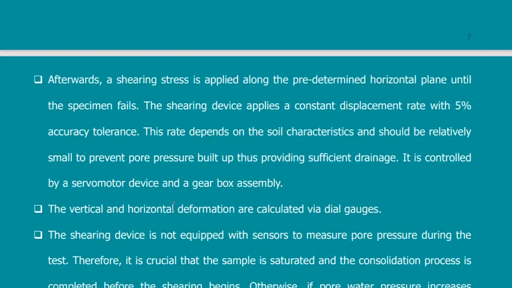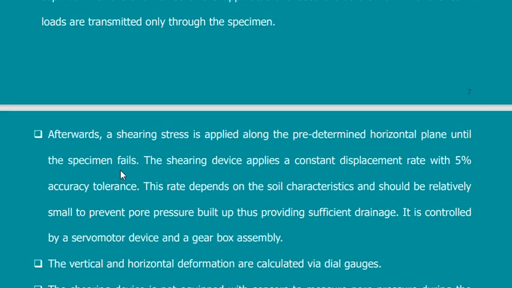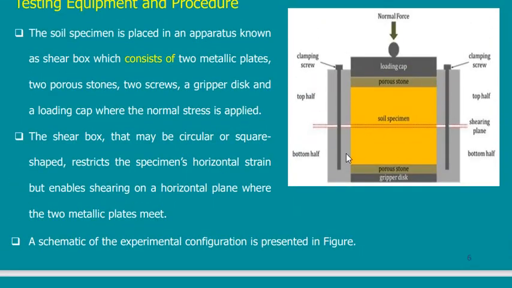Afterwards, this is the test. I prefer just to say it directly here. When I put the normal force on the sample, this normal force will be applied on the sample. I will just remove these clamping screws to ensure that the upper part can move. Then I start pushing the sample from the top.